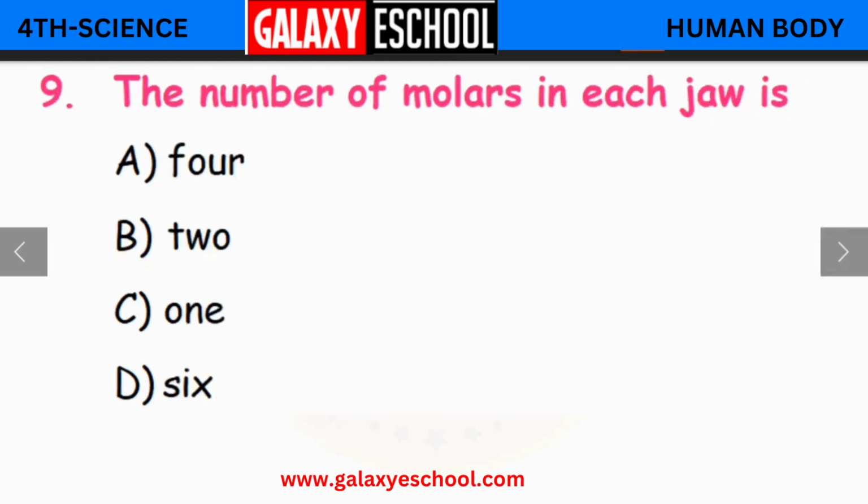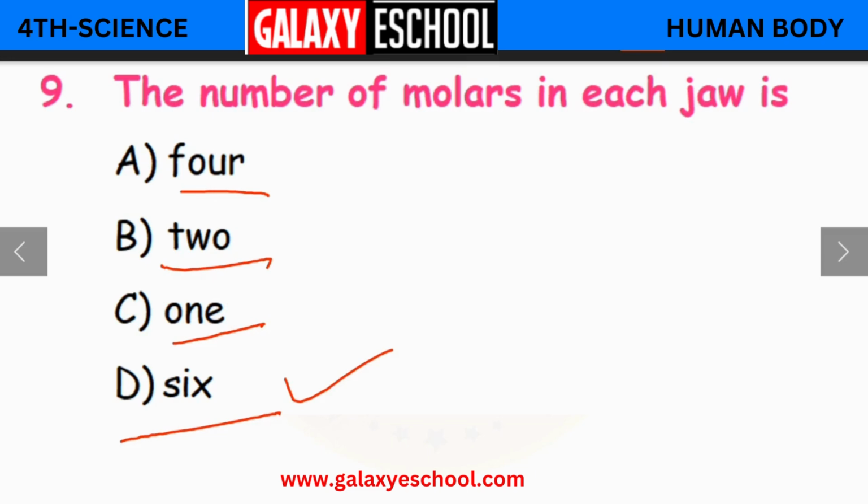Ninth question. The number of molars in each jaw is. Okay, so is it 4, 2, 1 or 6? And the answer is 6, children. To the left it will be 3 and to the right it is 3 in one jaw. So, totally it is 6.